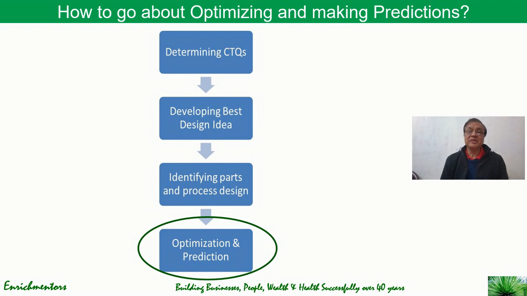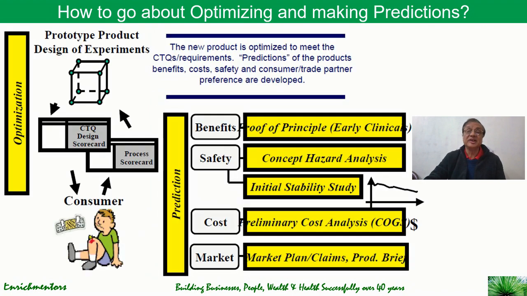Let's say we have come a long way. We are at the last step of the process of developing a prototype, specifically in process industries, not the job kind of industries. We had started with determining CTQs, understood the design requirements, developed best design ideas. In the last section, we identified parts and developed a process for that. And here we need to look at how we can optimize and do the predictions.